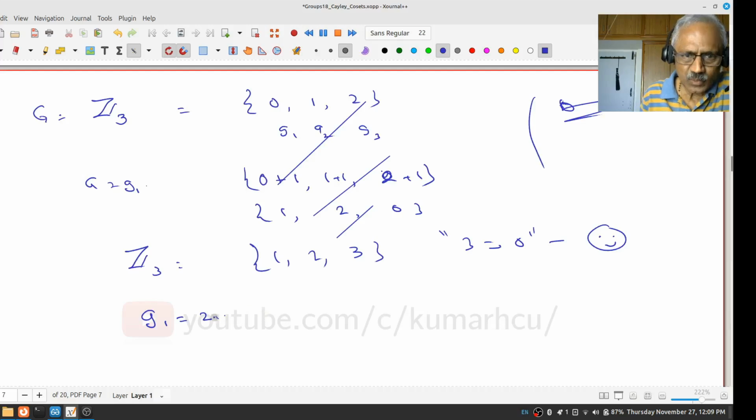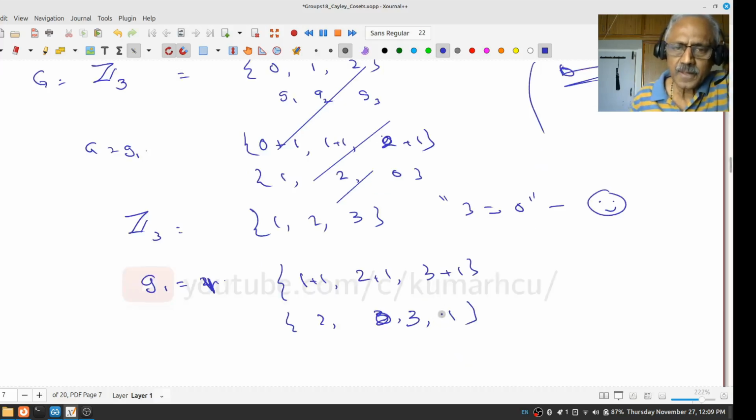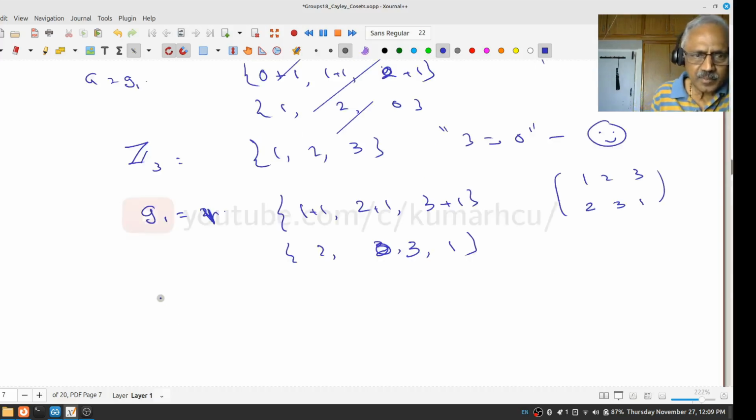Okay, let us say g1 is 1. Then what happens? 1 plus 1, 2 plus 1, and 3 plus 1 will go as 2, 3, and keep it as 3, and then 4, which is 1. Right? Therefore my 1, 2, 3 goes to 2, 3, 1. So this is a permutation. Therefore my lambda g1 stands for this permutation, 1, 2, 3 going to 2, 3, 1.